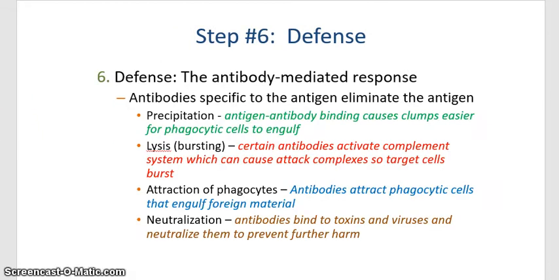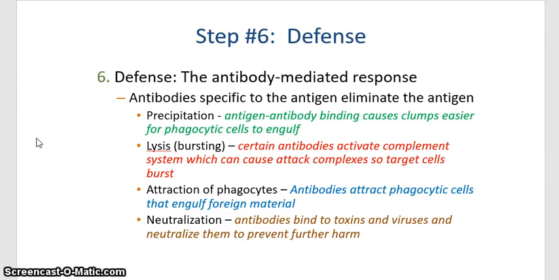So in the sixth part of the immune response, now we have the antibody-mediated part of the immune response, where antibodies are used to fight and disable those pathogens. Antibodies have about 4 different ways that they can fight and disable a pathogen. They can do precipitation by forming these antigen-antibody binding complexes that can clump and are easier for the phagocytic cells like your macrophages and your neutrophils to engulf.